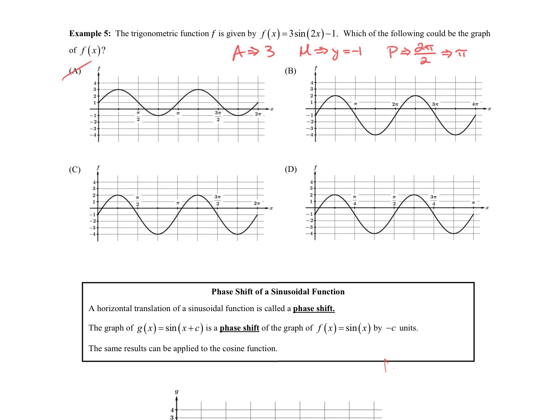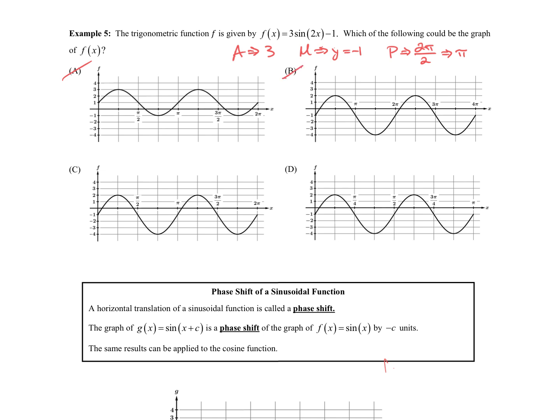All right, let's look at B now. Does that have an amplitude of 3? Yeah, sure. And does it have a midline of negative 1? Yeah, sure does. But does it have a period of pi? No. How long did it take to complete that one? 2 pi. So that one had a period of 2 pi. And so is it B? No. Let's look at C now.